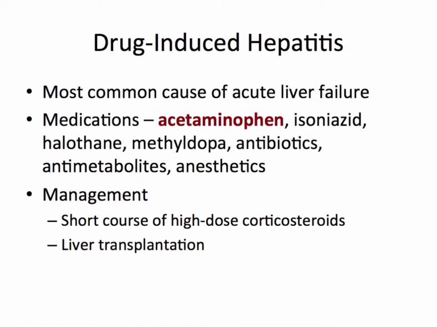Drug-induced hepatitis is the most common cause of acute liver failure. It can be induced by medications such as acetaminophen, isoniazid, halothane, methyldopa, antibiotics, antimetabolites, and anesthetics. Management of drug-induced hepatitis includes the administration of a short course of high-dose corticosteroids and liver transplantation.